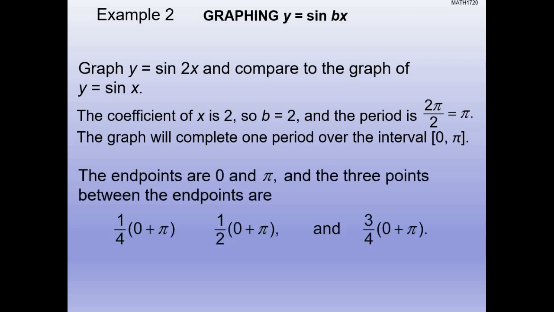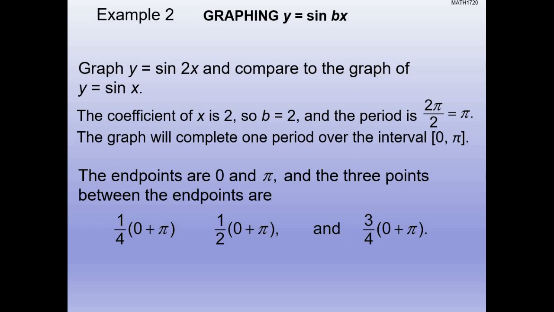So now we have to find the endpoints. We have to know how to calculate these. This part is extremely important. If we know the endpoints are 0 and pi, we have to find the 3 points between them. The easiest one to find is the middle point. We take 0 plus pi and divide it by 2, which is multiplying by a half. That's going to be the middle point.